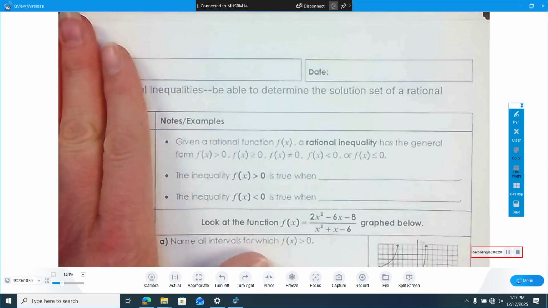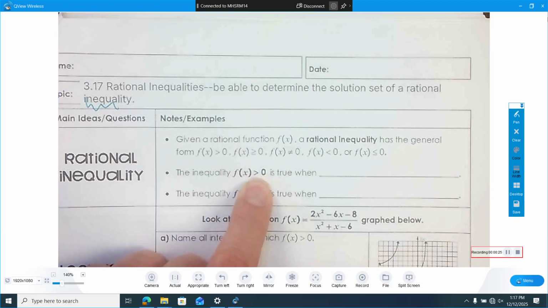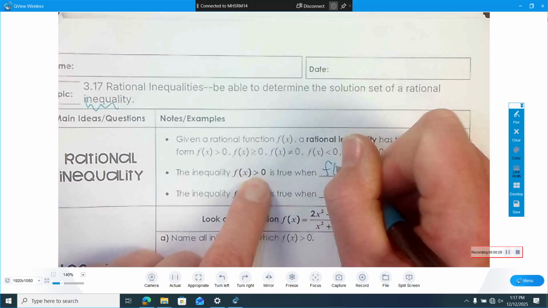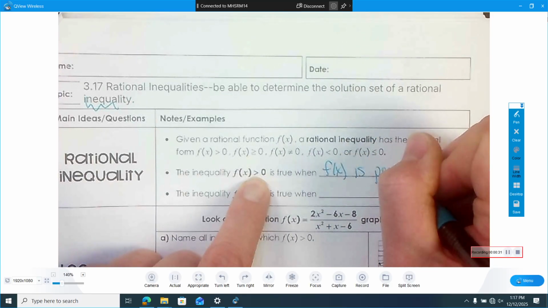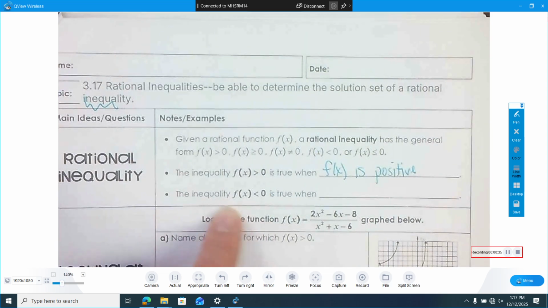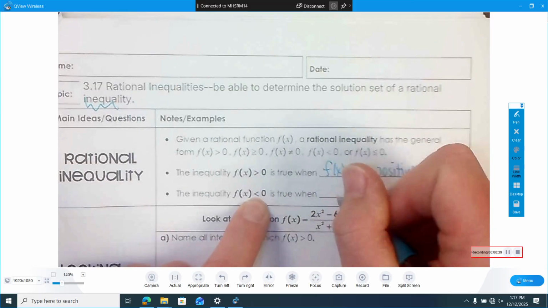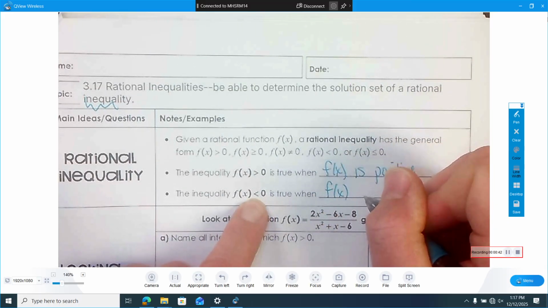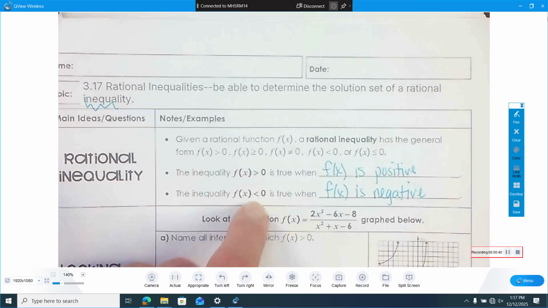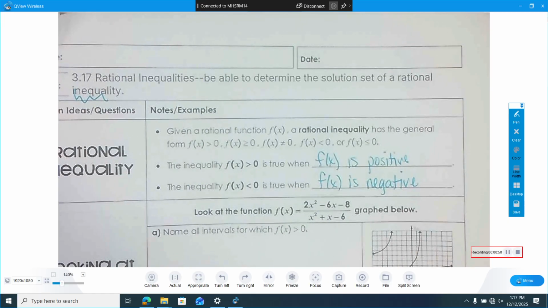And again, that's really just begging the question, where is the function greater than 0, which means where f of x is positive, or where is the function less than 0, which really just means where f of x is negative. So this really becomes a question of, is it positive or is it negative? And that's sort of what we have to look for.